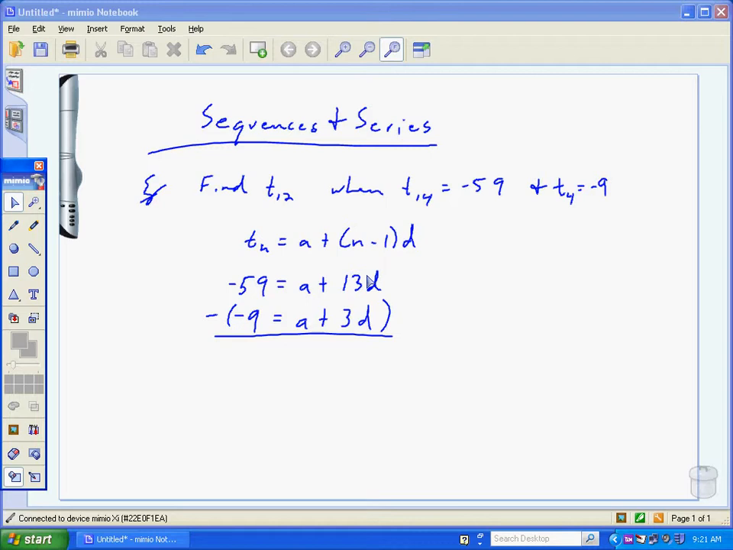So when I do that, I get negative 59 plus 9, negative 50. A's cancel. This becomes minus 3d, so 13 subtract 3 is 10d. So I'm going to divide by 10 and divide by 10. So our difference is negative 5.